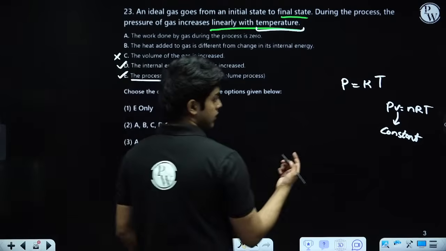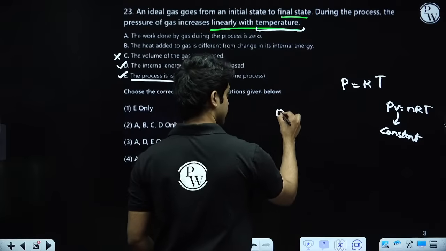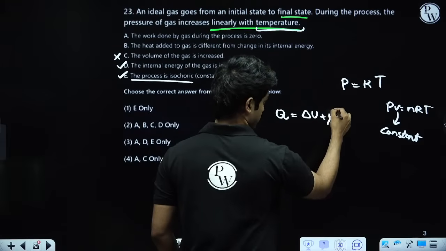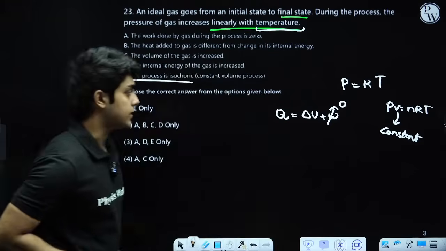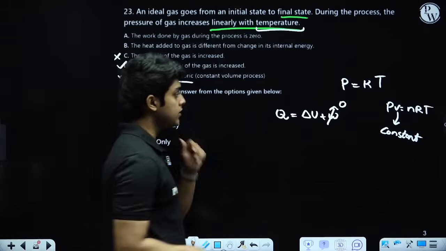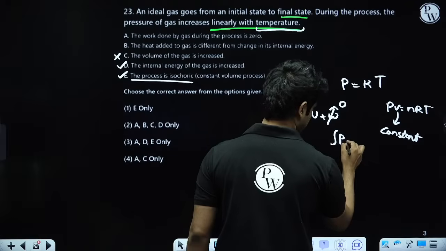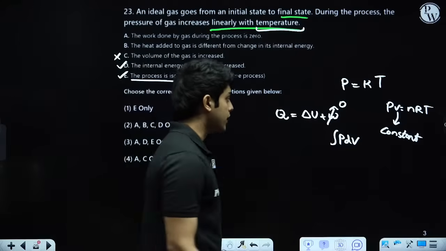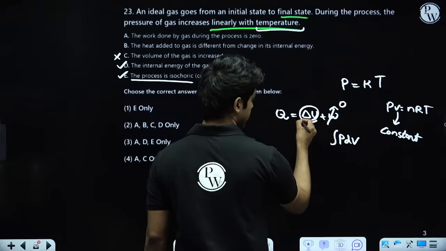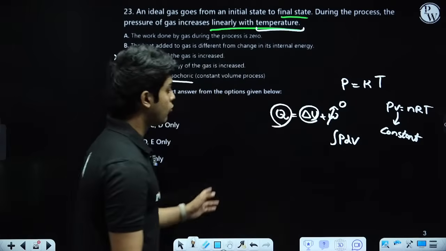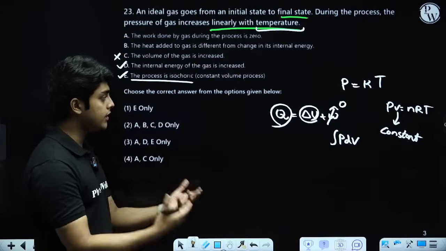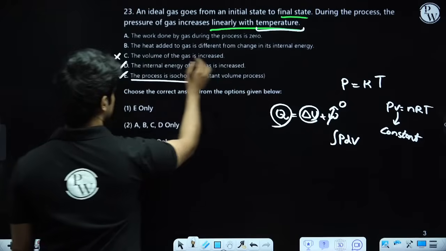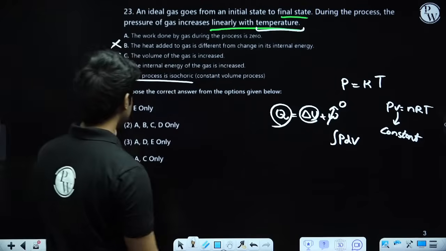Now because this is an isochoric process, if I use the first law, which is Q equals delta U plus work, work is 0. Why is the work done 0? Because the gas can't displace, right? The volume of the process is constant. So work is essentially the integral of P dV. So if there is no displacement of the gas, there won't be any work done. So this is 0, which means the internal energy change is the same as the heat given. So if you heat the gas, it directly goes to the change in internal energy. So the heat added is different from the internal energy increase is wrong. So B is also wrong.